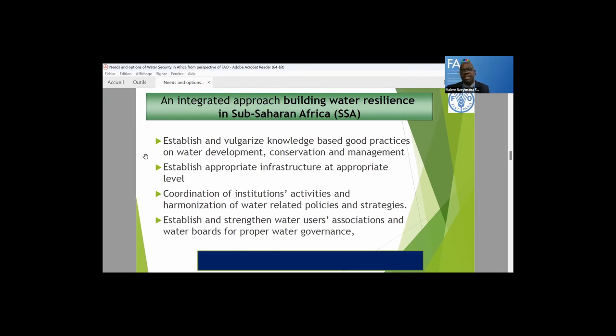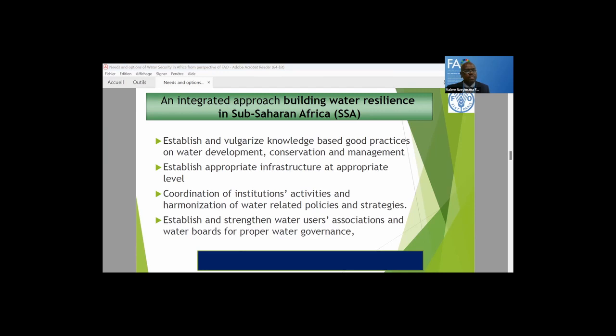Then what we consider as the integrated approach to build water resilience in sub-Saharan Africa. We really have to consider all possible fields, because water alone, by damming and storing it, will not suffice. So we have to establish and popularize knowledge based on good practices on water development, conservation, and management. We have to establish appropriate infrastructure at the appropriate level. Sometimes you will see some infrastructure that is not used because many other things were not considered before developing the infrastructure. So thorough studies have to be made to be sure that the infrastructure will be appropriately used.